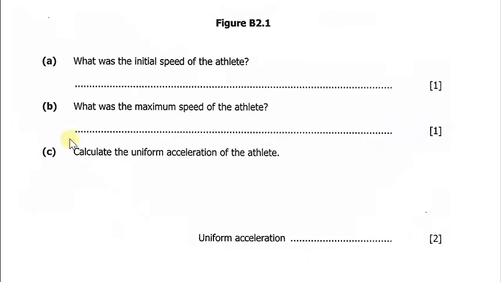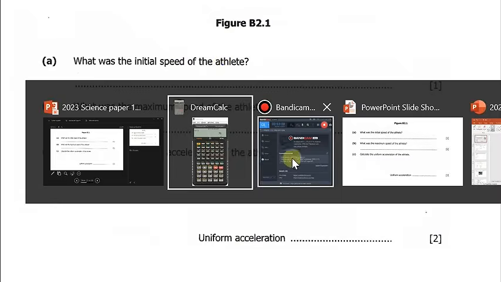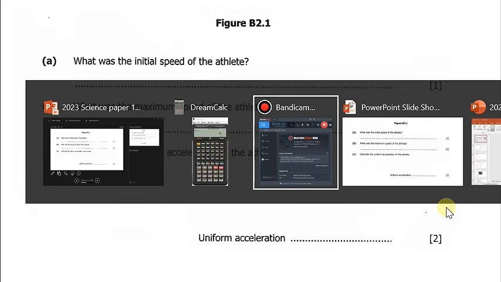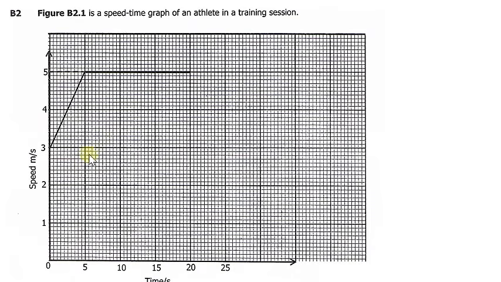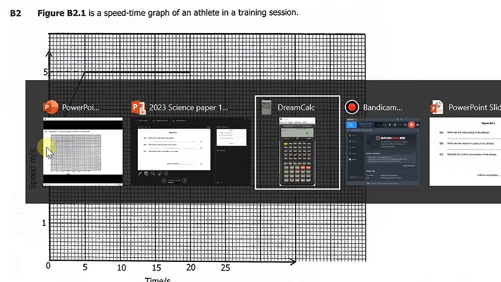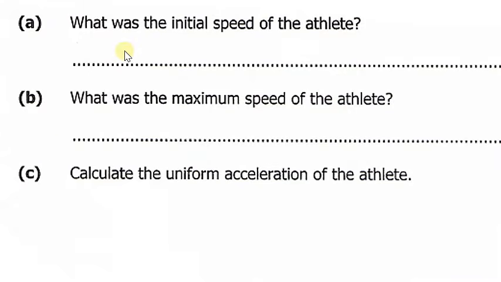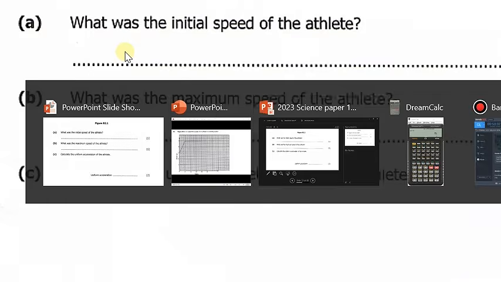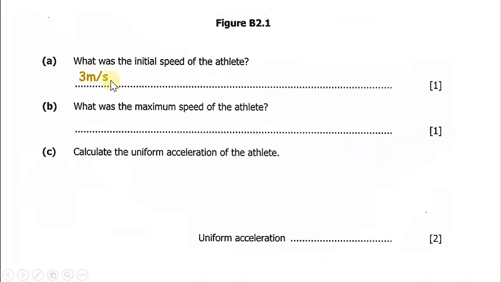So let's see the questions. The question says, what was the initial speed of the athlete? This is just a simple one. The initial one is supposed to be where he started from. So it is 3 meters per second. So the initial speed is going to be 3 meters per second.